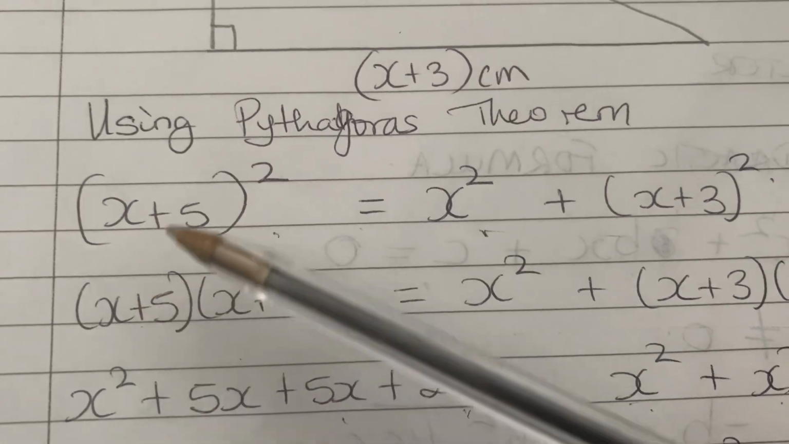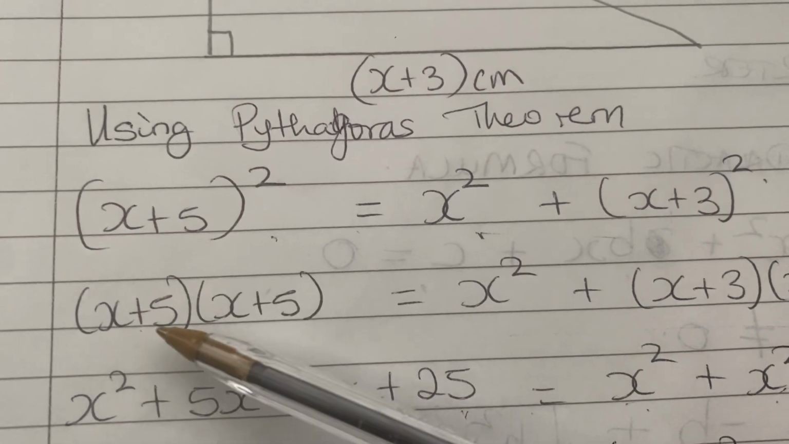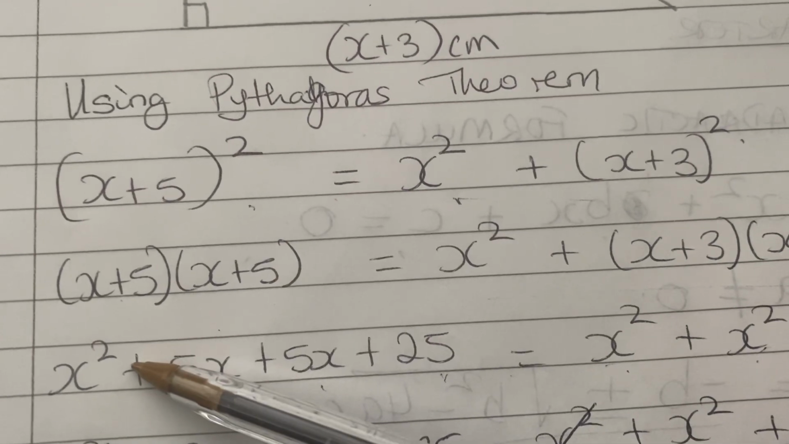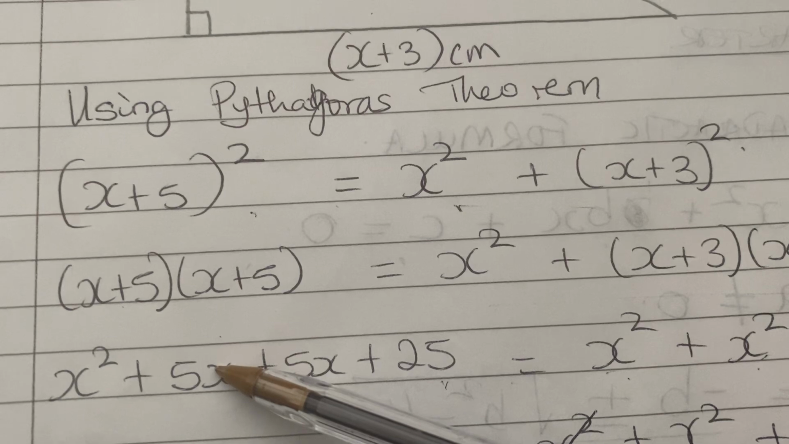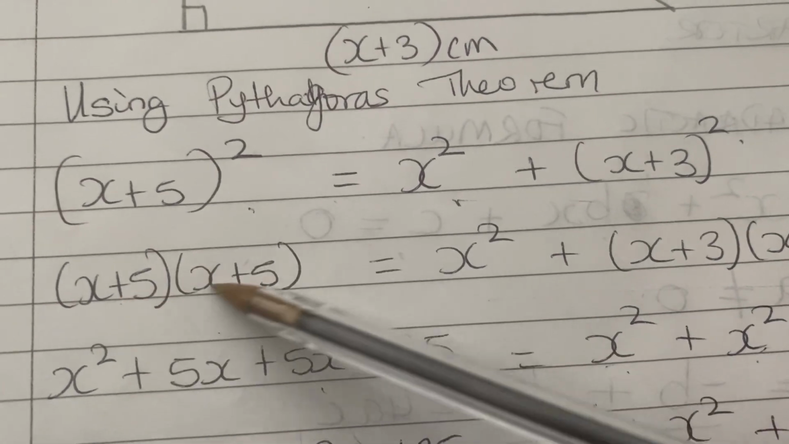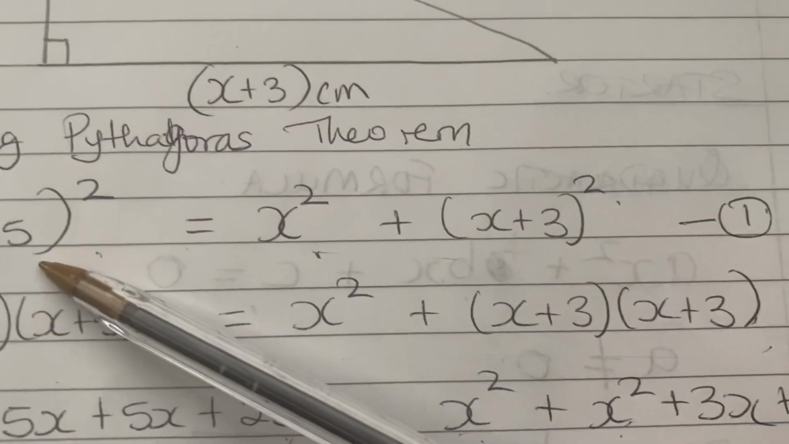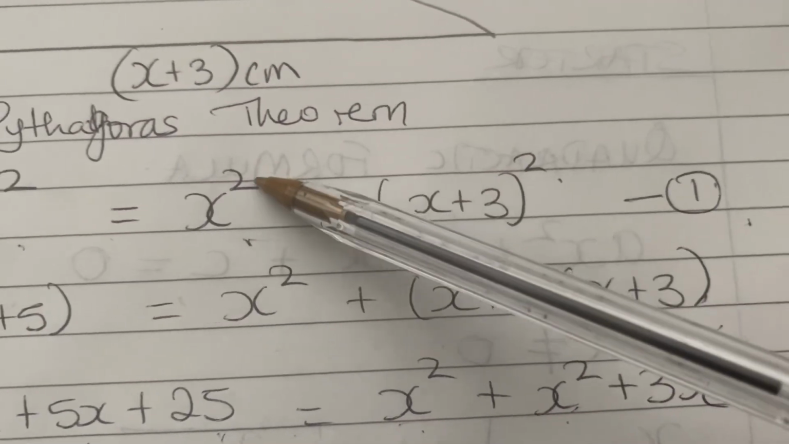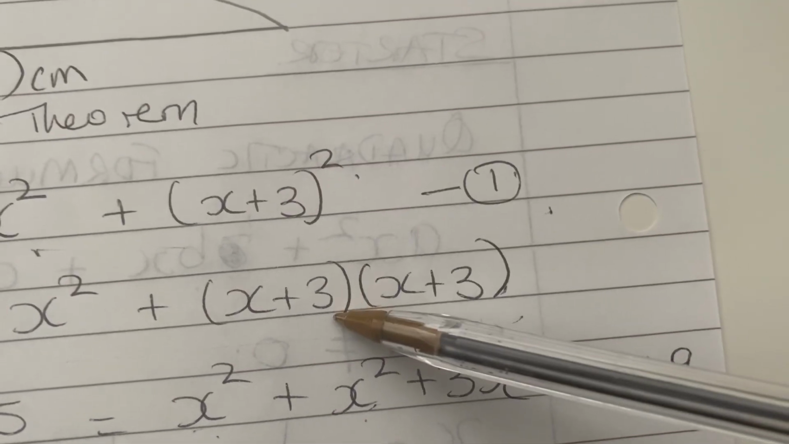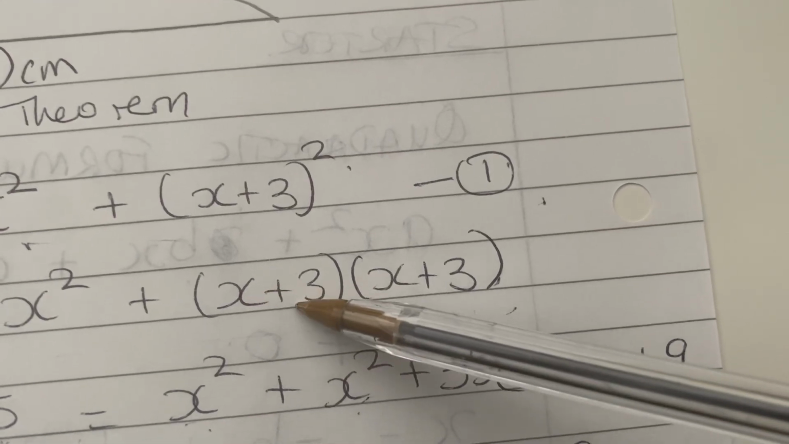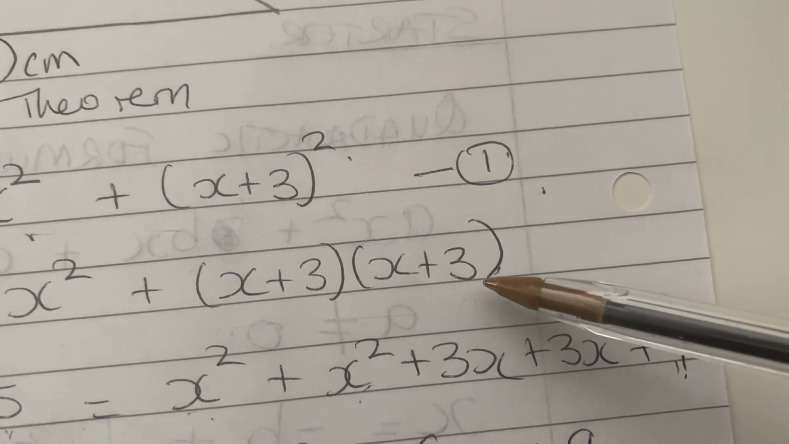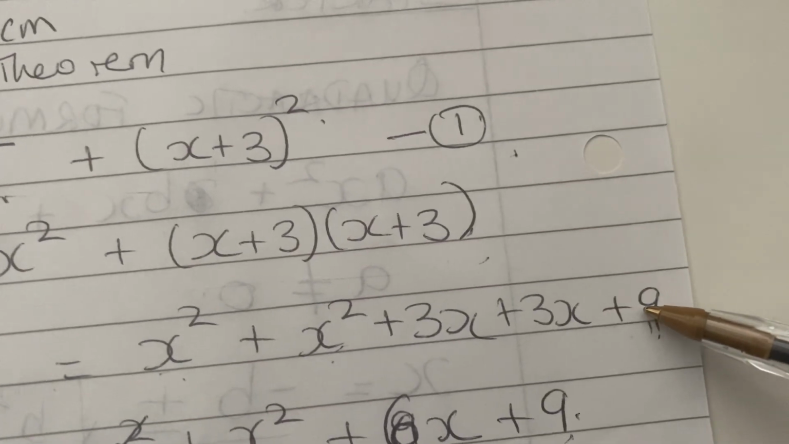So now from here we have x plus 5 times x plus 5, which will give us x squared plus 5x plus 5x plus 25. We know how to do this. And then this is x squared. Now this will be x plus 3 all squared, which will give us x squared plus 3x plus another 3x plus 9, which would be this.